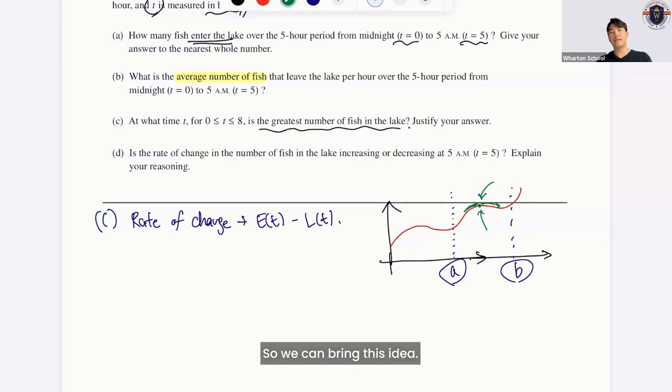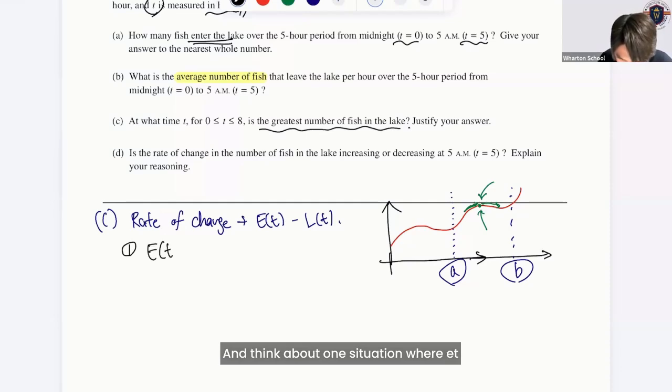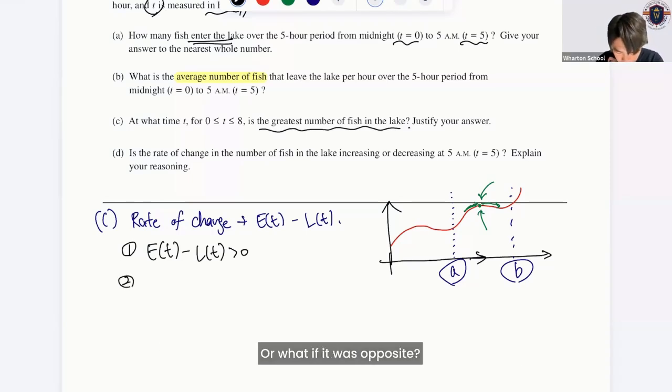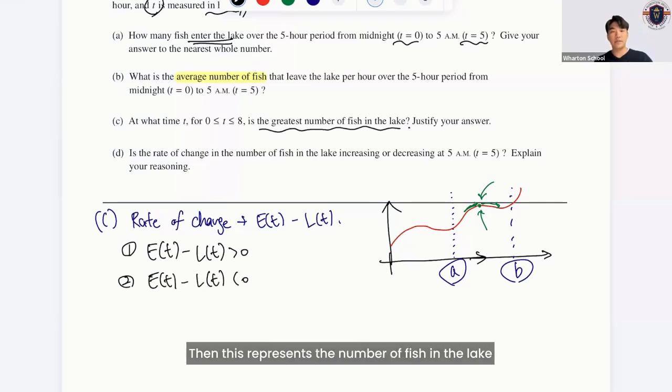So we can apply this idea to our situation too. The rate of change in the number of fish is given by E(t) minus L(t). Think about one situation where E(t) minus L(t) is greater than 0. Then the number of fish in the lake is increasing because more fish are entering than leaving. What if it was opposite like this? Then the number of fish in the lake is decreasing because more fish are leaving than entering.